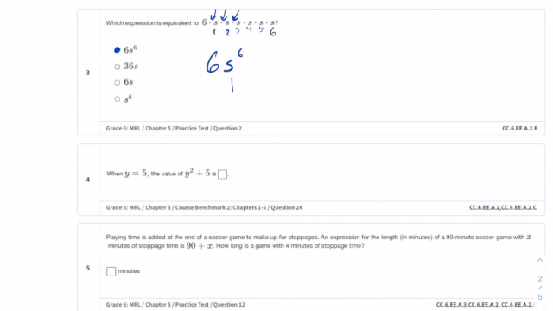The 6th power goes with the s. It doesn't mean 6 times 6, so not this. And don't forget about the 6. The 6 stays there, so not that either, right? Moving on.